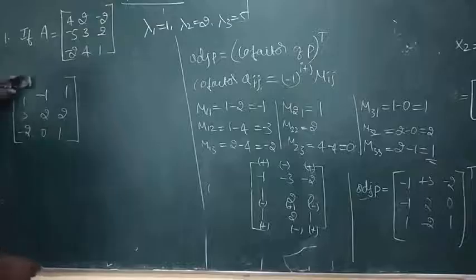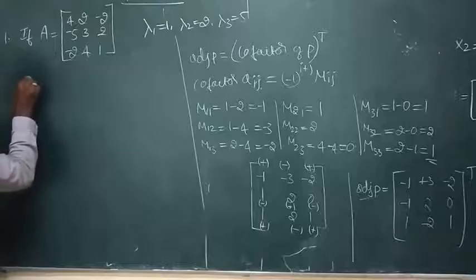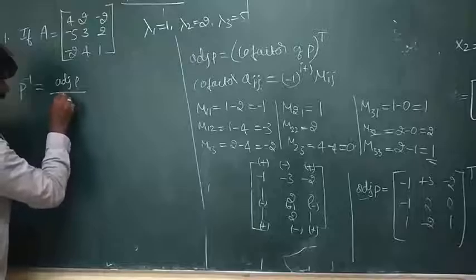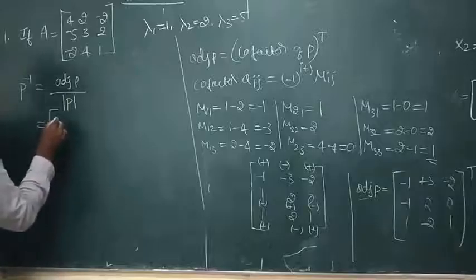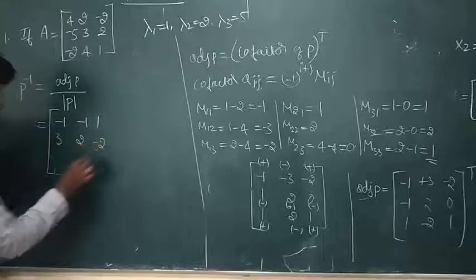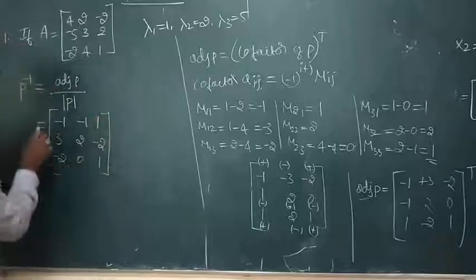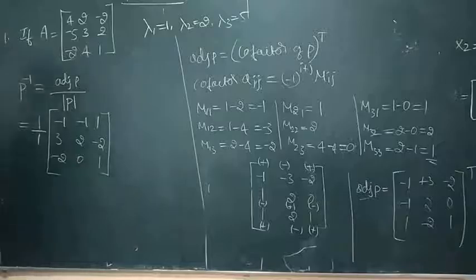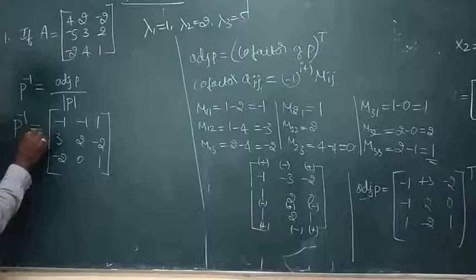Therefore, the inverse of P is equal to the adjoint of P divided by the determinant of P. The adjoint of P is minus 1, minus 1, 1, 3, 2, minus 2, minus 2, 0, 1 is the matrix. And the determinant of P is 1. Therefore, the P inverse matrix is obtained.